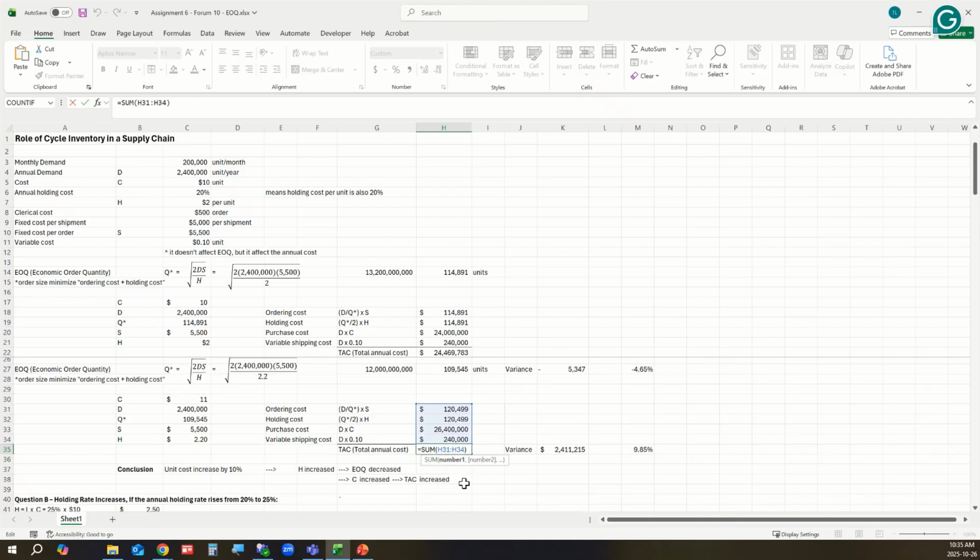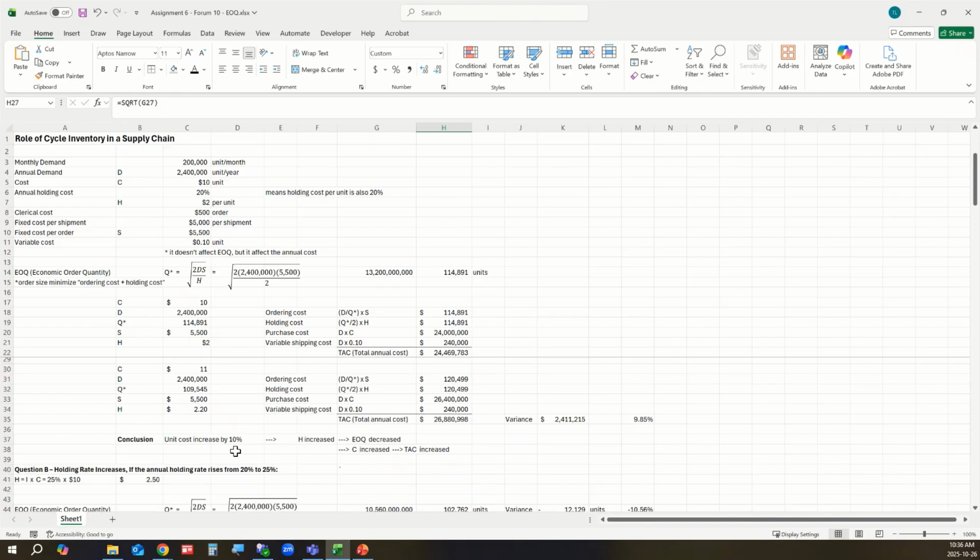And now we will have the new total annual cost. The new annual cost increased by 9.85%. And the difference is $2,411,215. I'm sorry, I forgot to talk about this number. So to calculate the order quantity, I calculate the number inside the square root, and then I take the square root of this number to get my order quantity result.